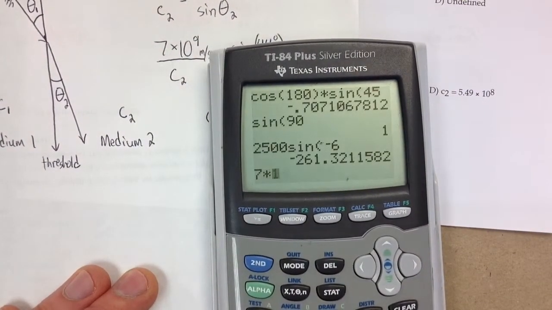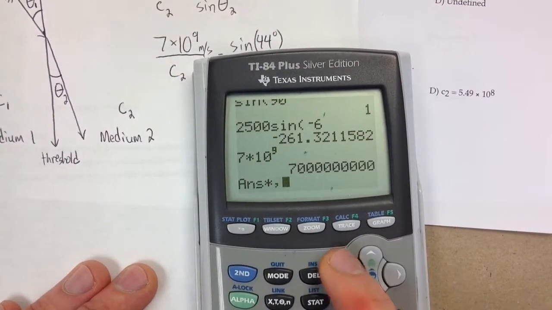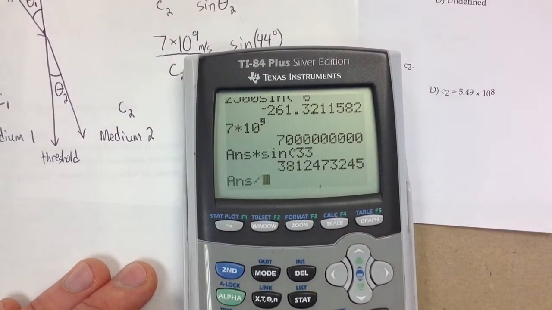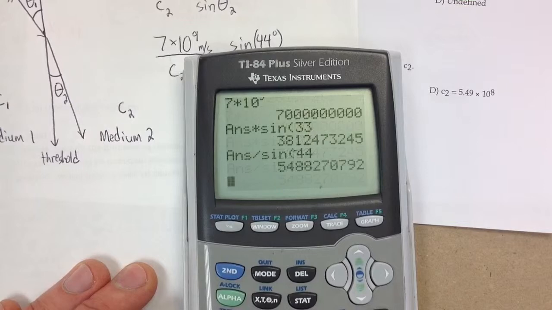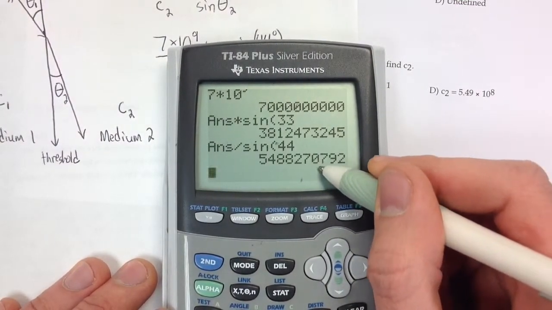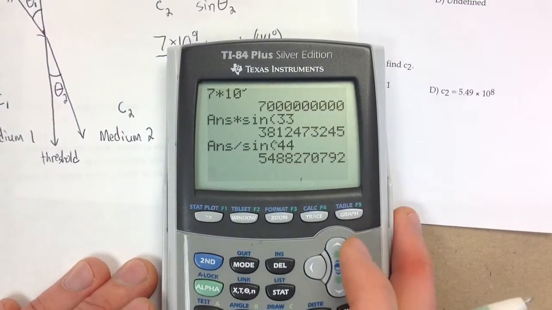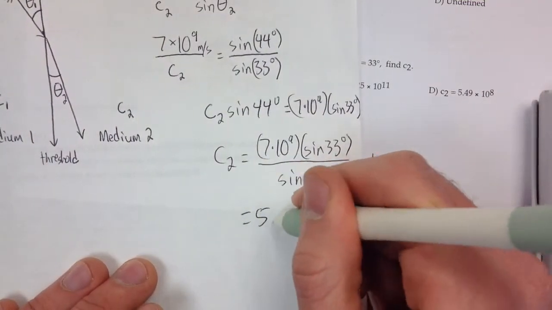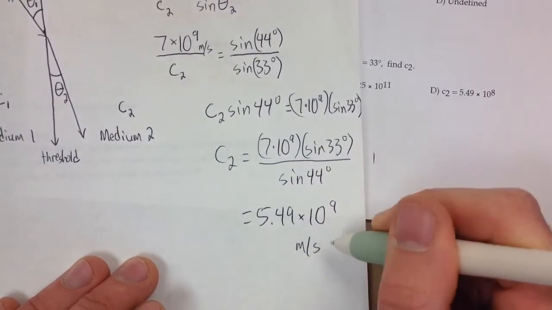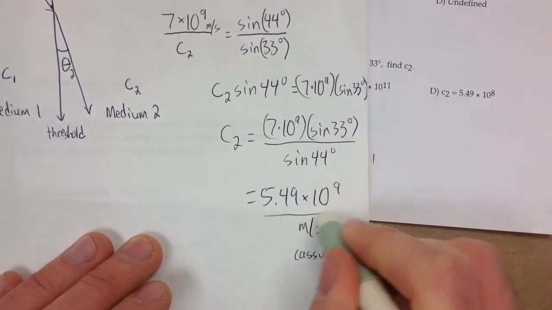Okay, 7 times 10 to the 9th is that, times sine 33 is that, divided by sine 44 is that. 5.49 times 10 to the 9th meters per second, assumed. Good timing.